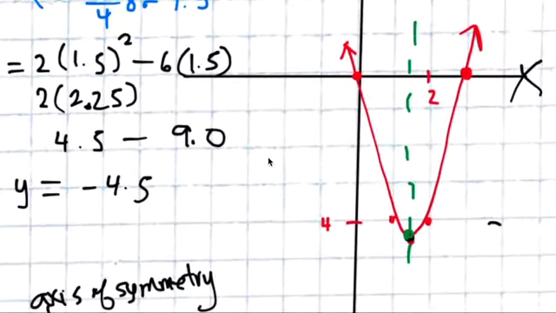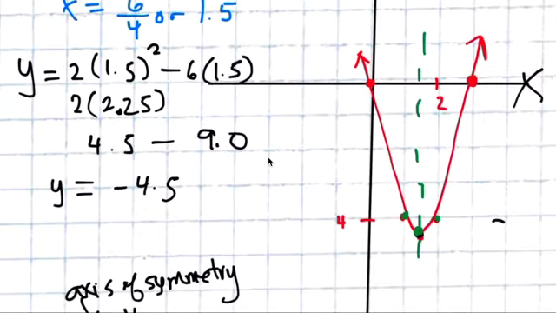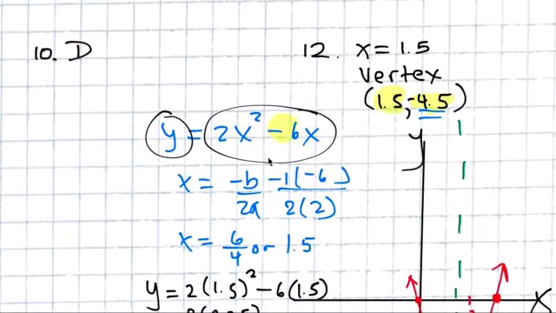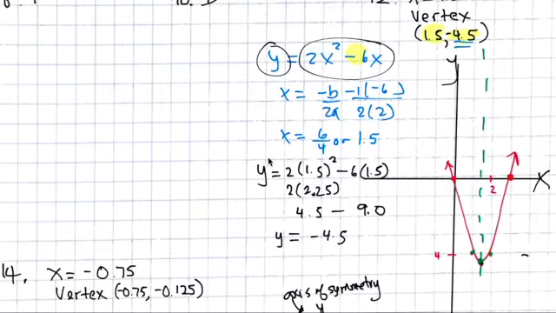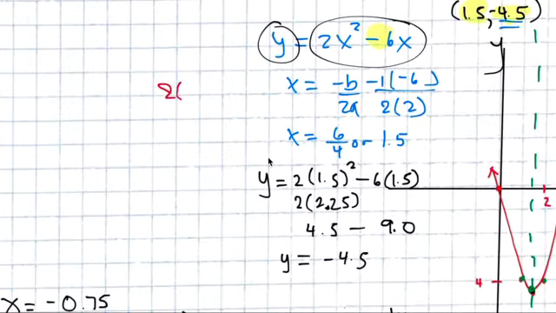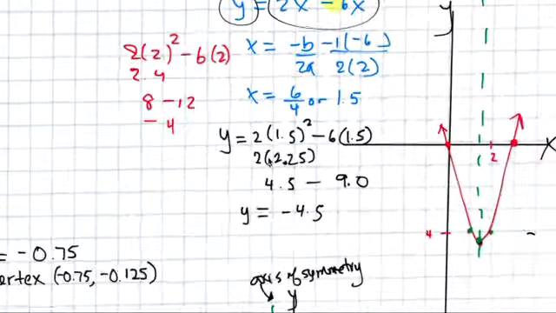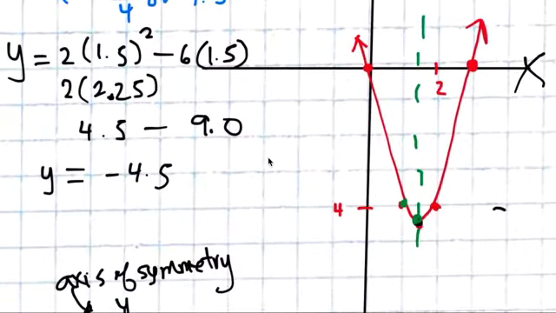Okay, to pick the point, in this case I picked 2. Notice I picked 2. Then what I did, you get 2 times 2 squared minus 6 times 2. That's 4. 4 times 2 is 8. 8 minus 12 is negative 4. So your answer there is negative 4, the dot there. And the other one has to be an equal amount on the other side.